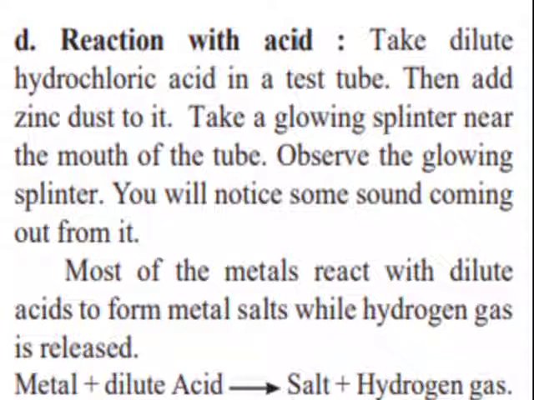Most of the metals react with dilute acid to form metal salts, while hydrogen gas is released. And the equation of this reaction is metal plus dilute acid gives out salt plus hydrogen gas.